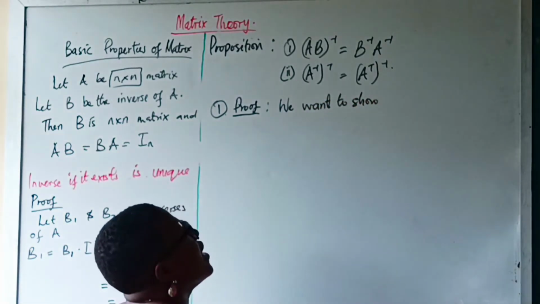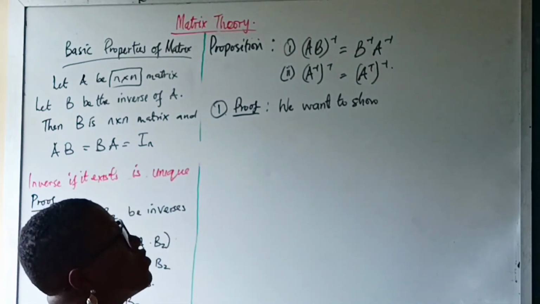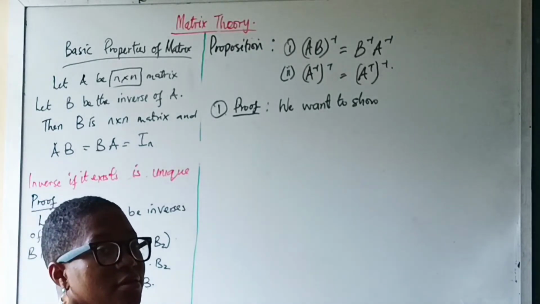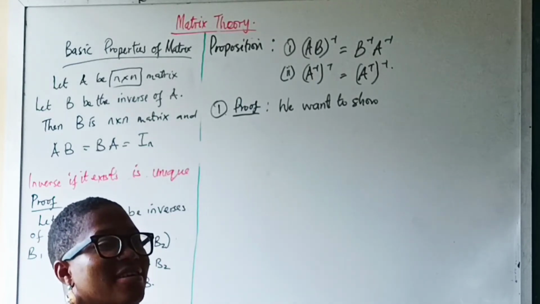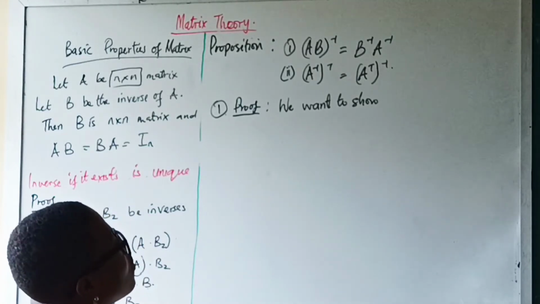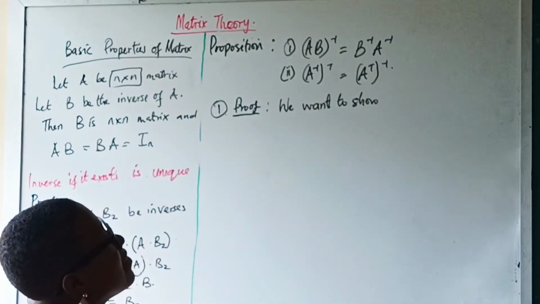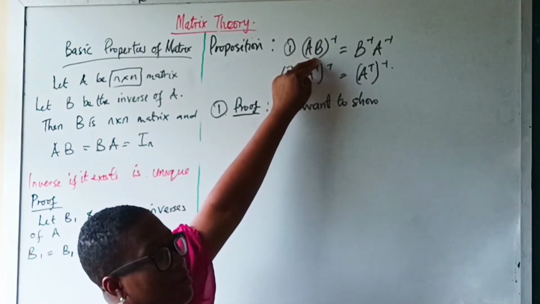We want to show that the inverse of AB is equal to B inverse A inverse. So it's the same as saying that the inverse of AB is equal to B inverse A inverse. We want to show that this is equal to this, right? So I said it's the same thing as showing that the inverse of AB is equal to this.